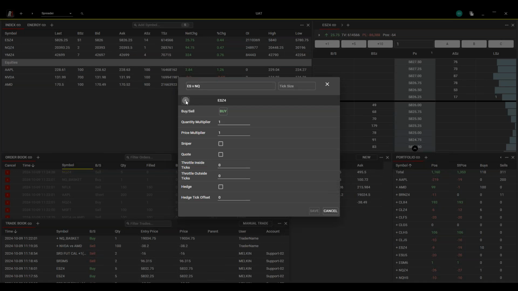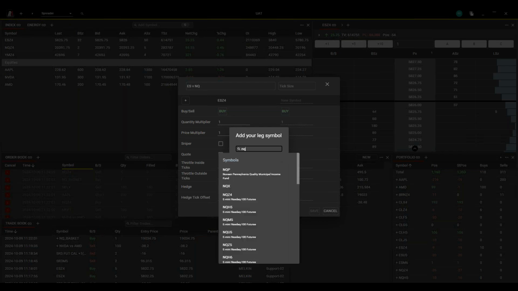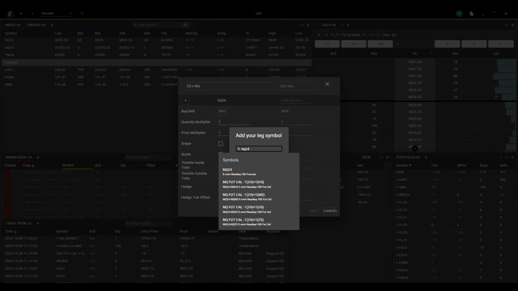You'll notice that our search does provide all symbols that fit your search criteria, including future spreads. Future spreads can absolutely be used as a leg of the spreader if you choose, and in fact, we do see some users trading a calendar versus a calendar to create a synthetic butterfly. That's a very common use case.